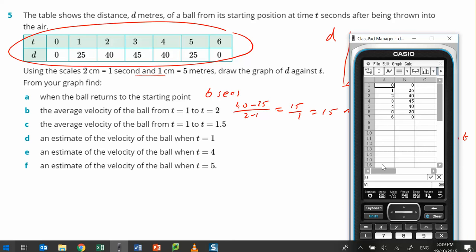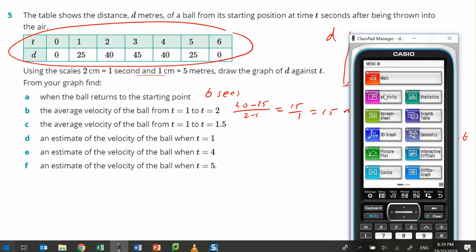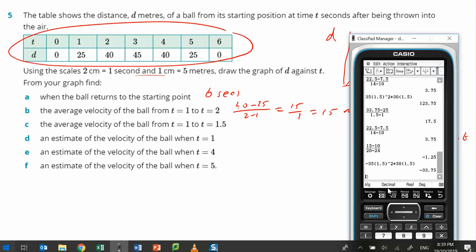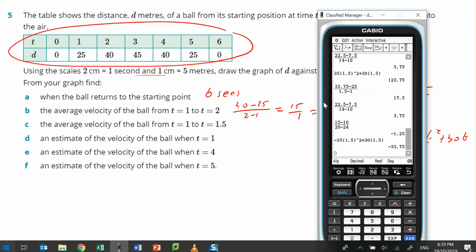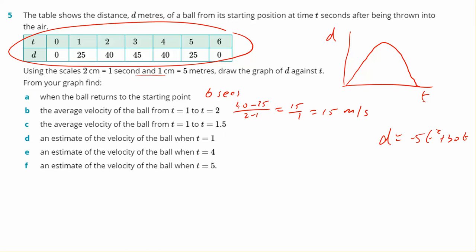No, that should be okay. So, okay, -5. Okay, so it's 33.75. Okay, so at t equals 1.5, we get 33.75. And at 1, we get 25 because it's right here.